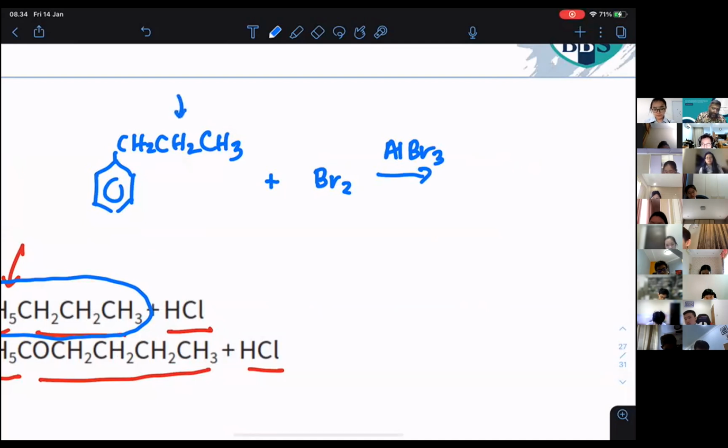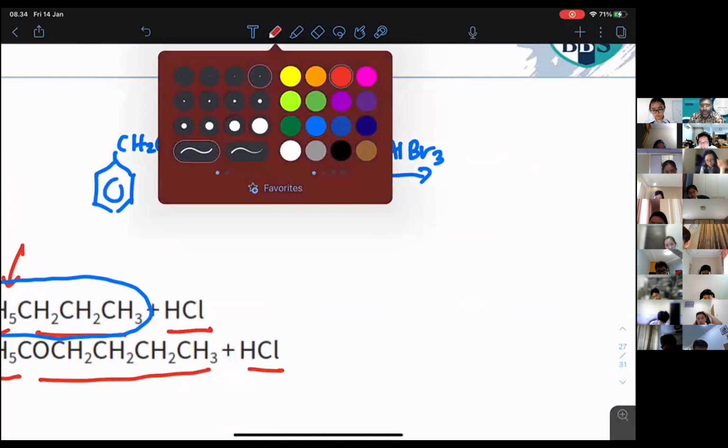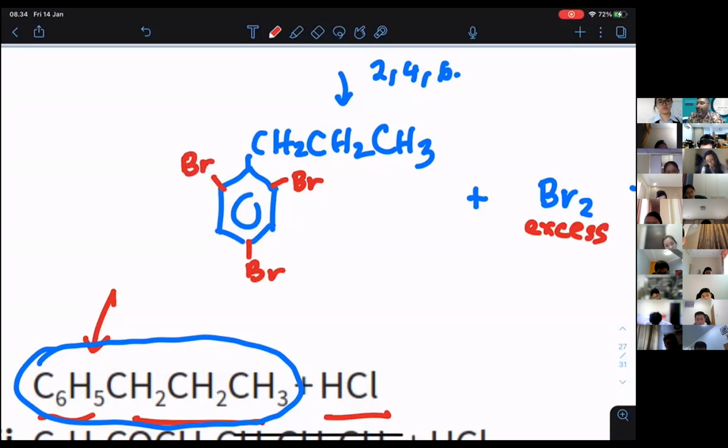Because this one is 2,4,6 directing, most probably the Br will enter here, at position number 2. And if you are using excess Br, the Br can go to this position also, since it is 2,4,6. So later they can also go here. I hope you understand this because I cannot show every single example. So it depends. You need to identify under certain conditions where it will go.